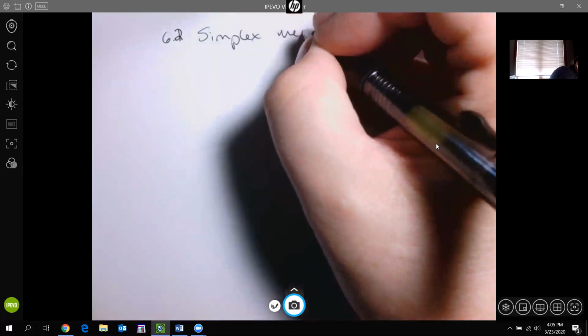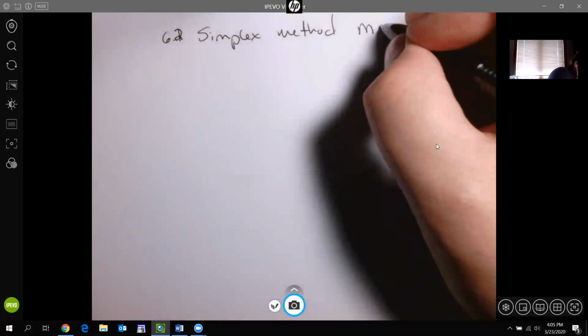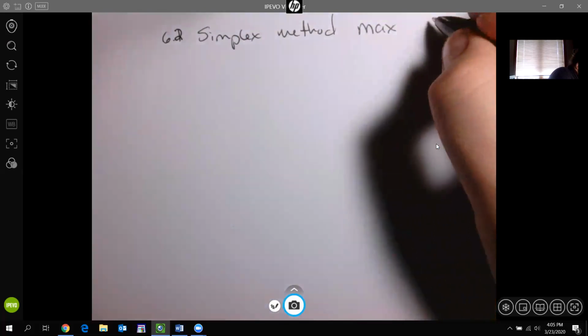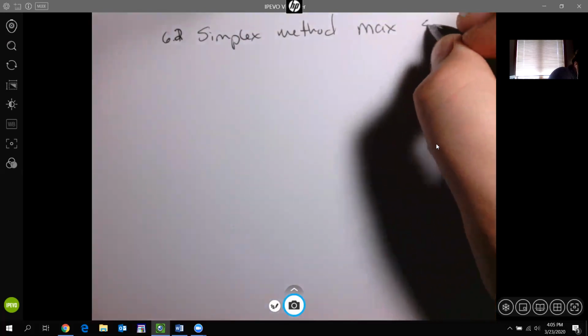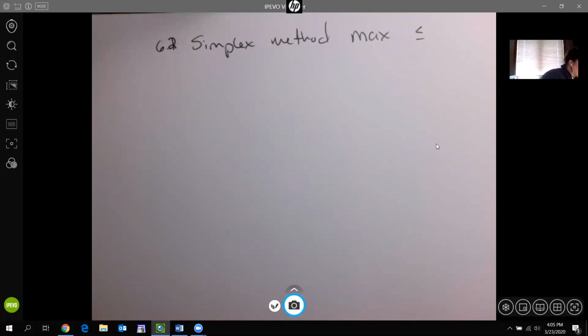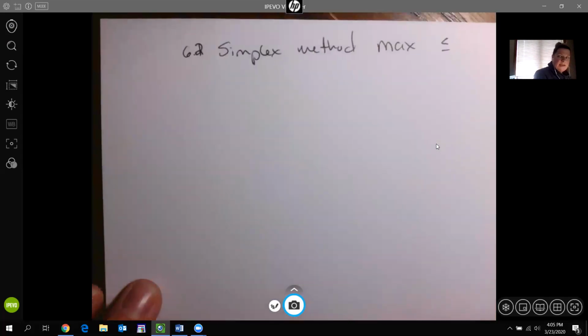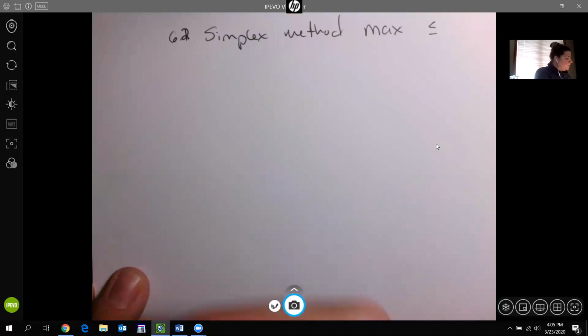So this one is a maximum, and we have all less than or equal to constraints. So we're trying to find the maximum value that works for our constraints, and the constraints are less than. So they are in a bounded region. Okay, I'm going to move this just a little so I can be seen in the video too.